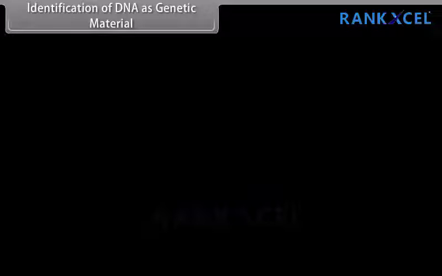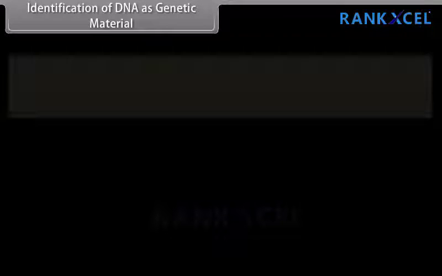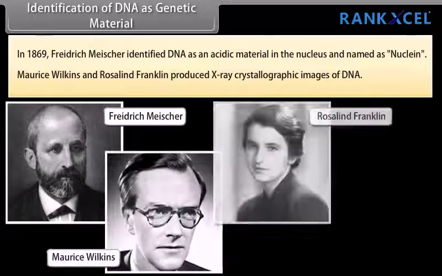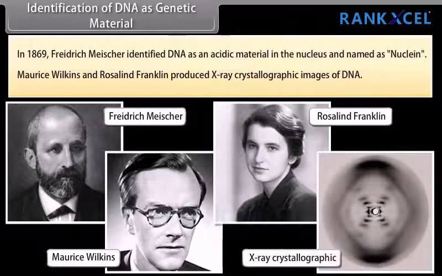Identification of DNA as genetic material. In 1869, Frederick Miescher identified DNA as an acidic material in the nucleus and named it nuclein. Maurice Wilkins and Rosalind Franklin produced X-ray crystallographic images of DNA.